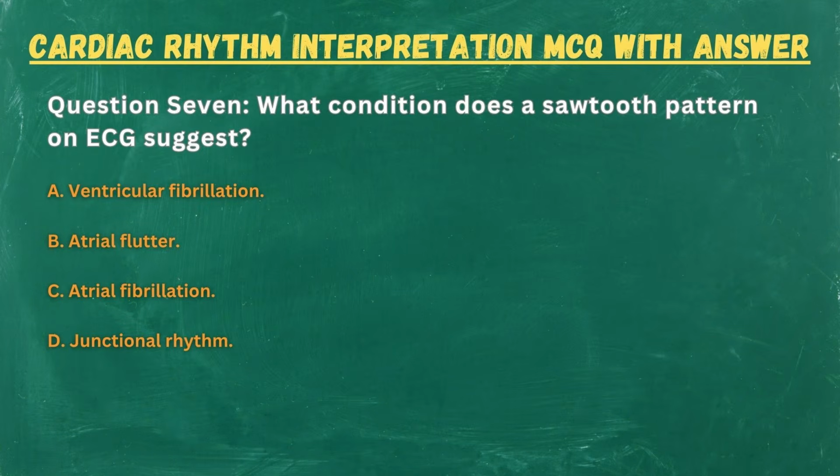Question 7. What condition does a sawtooth pattern on ECG suggest? A. Ventricular fibrillation. B. Atrial flutter. C. Atrial fibrillation. D. Junctional rhythm. Answer: B. Atrial flutter.